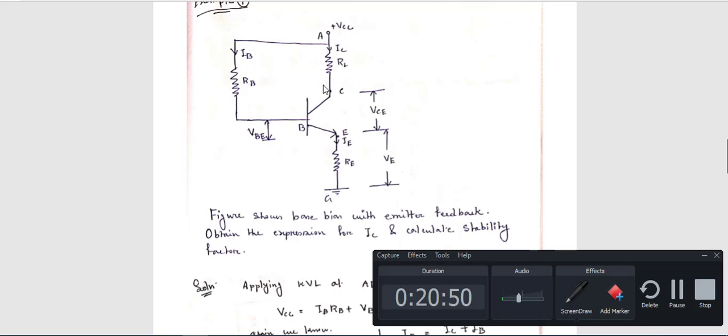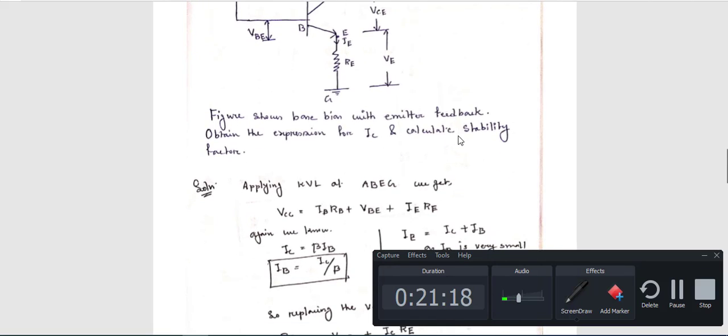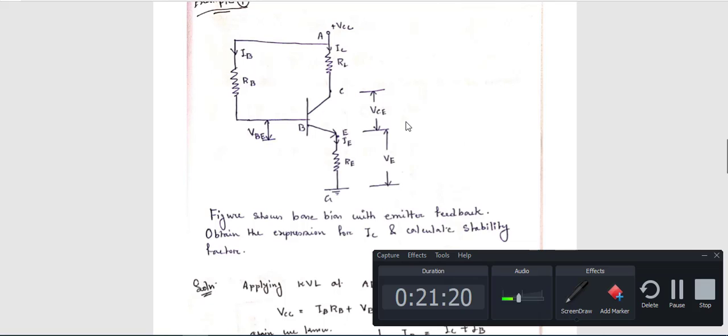Say this is given. This figure shows a base bias circuit with emitter feedback. Why is it known as base bias with emitter feedback? Just go through the previous notes of biasing, where I have explained this. Now I will solve this numerical. Here you have to calculate the value of IC and the stability factor. How can you calculate IC and the stability factor from here?